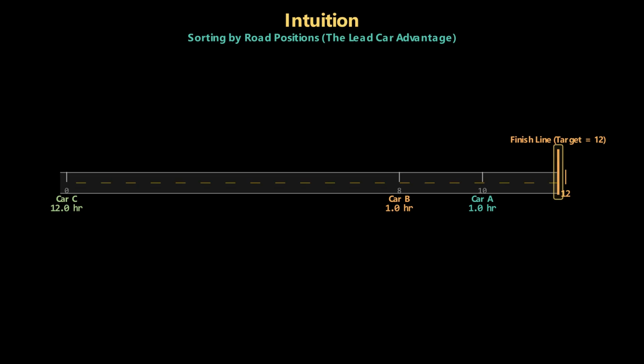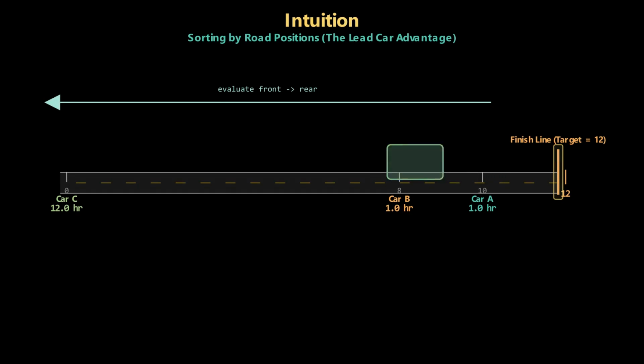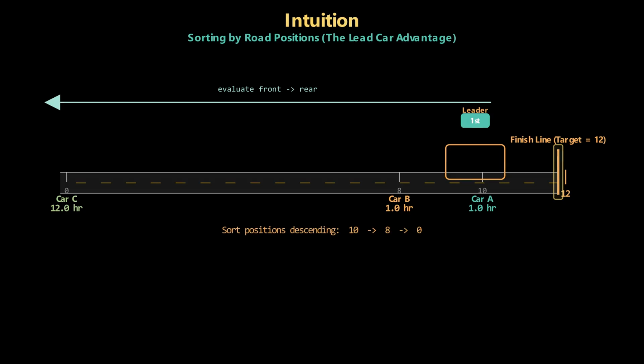To figure out who collides into whom, we have to evaluate the cars starting from the front of the pack back to the rear. The car closest to the finish line is the absolute leader. It dictates its own destiny because there is no one in front of it to block it. By sorting our cars based on their starting positions in descending order, we can systematically process the highway from the front leader to the trailing tail.